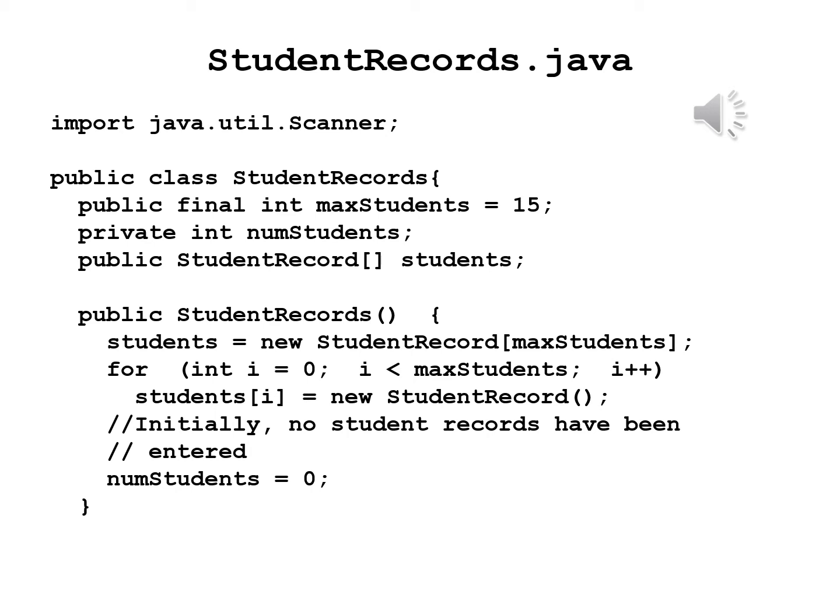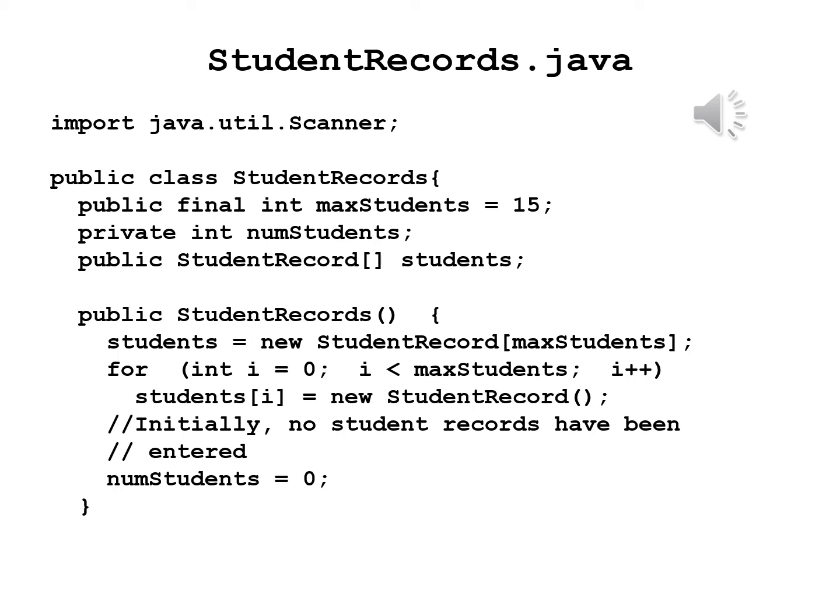I have a default constructor here, public StudentRecords. And the first thing that I do is I construct the array by writing students equals new StudentRecord, and inside square brackets, MAX_STUDENTS. That means I now have a place to put references for the records for 15 students.